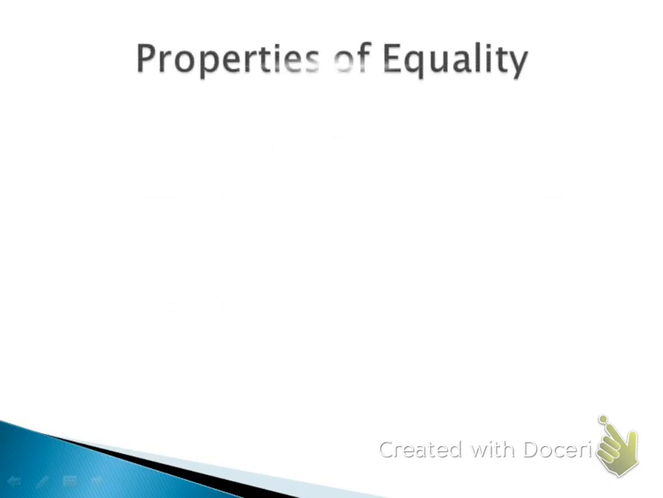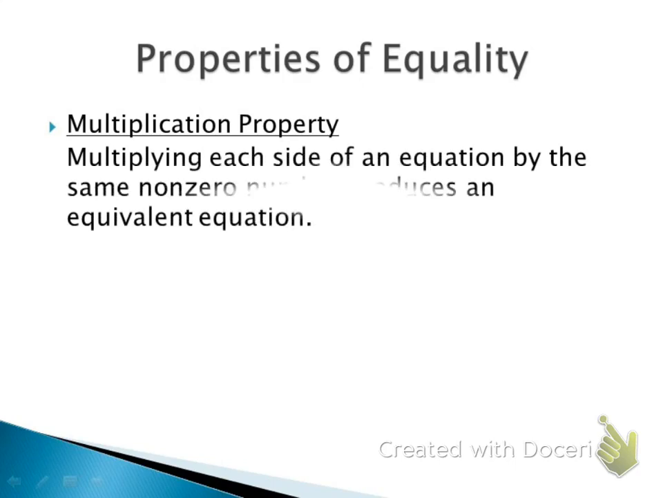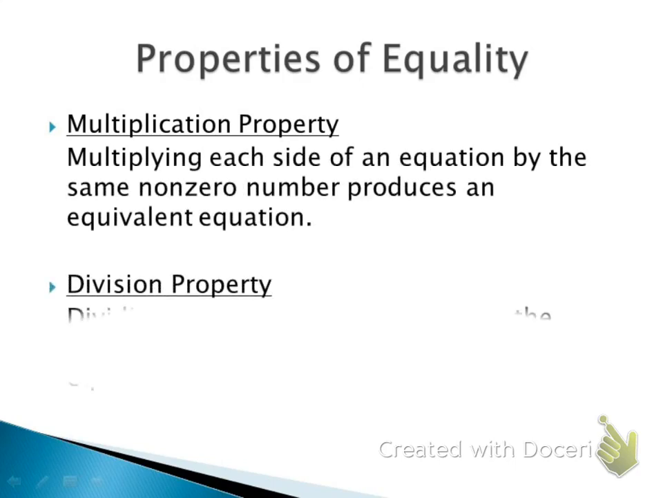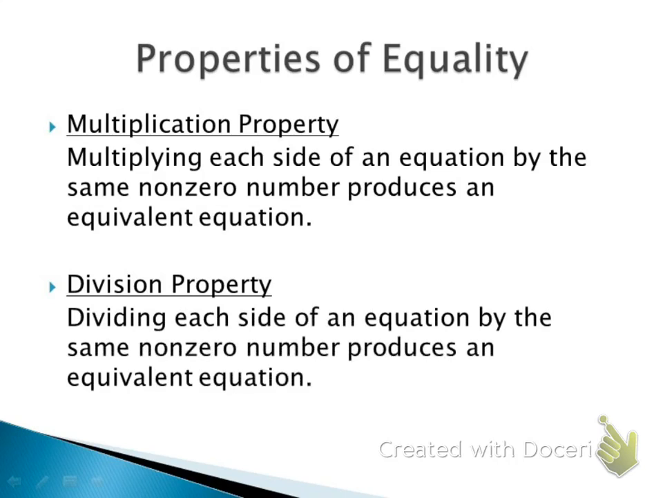Alright, so again, you don't need to write these down. There is one thing you might want to note. The multiplication property and the division property do not work if you multiply or divide by 0. So you see how it says a non-zero number? That's just something to take note of. Don't ever multiply both sides by 0 or divide both sides by 0.